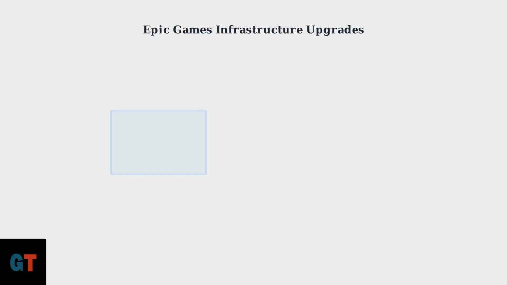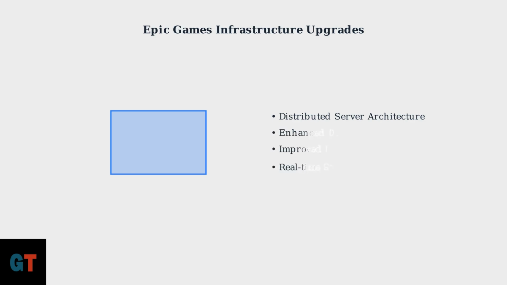Epic Games has significantly upgraded their authentication infrastructure following major outages in late 2023 and early 2024. The company implemented a distributed server architecture across multiple regions to ensure better reliability and performance. Enhanced DDoS protection systems now guard against malicious attacks, while improved load balancing distributes user traffic more efficiently during peak gaming hours. Real-time server status monitoring provides immediate visibility into system health.